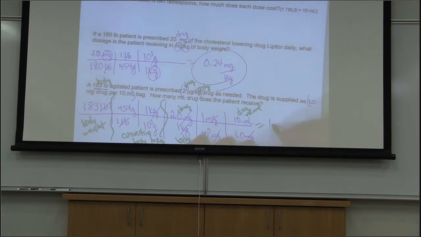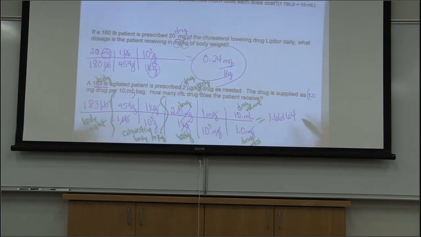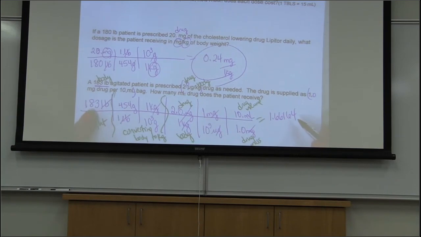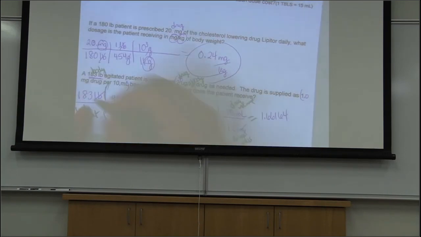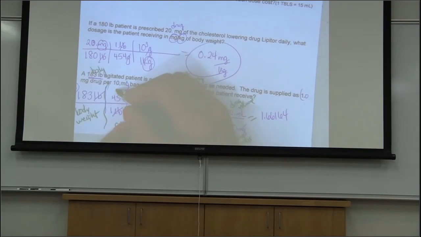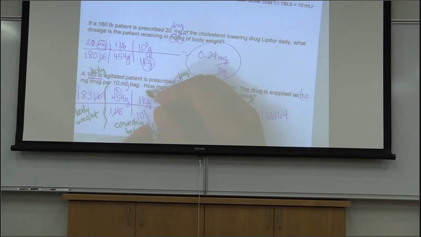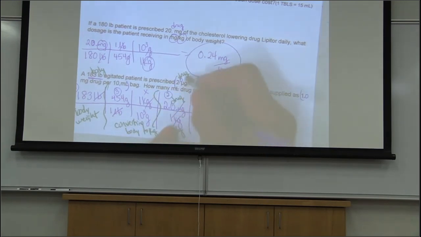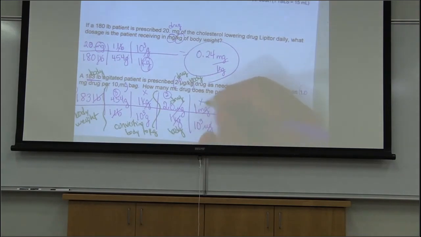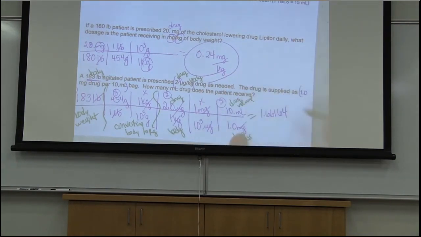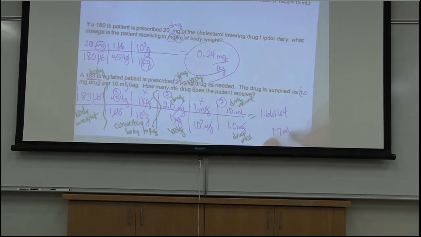Do you get 1.66164 on your calculator? Yes. All right. Significant figures, how many? 3. Come on. This doesn't count, so I made it 2. I fixed it for 2. This doesn't count, and these are each 2. So what's my final answer? 1.7 milliliters. Good.